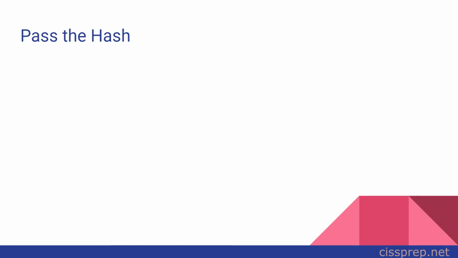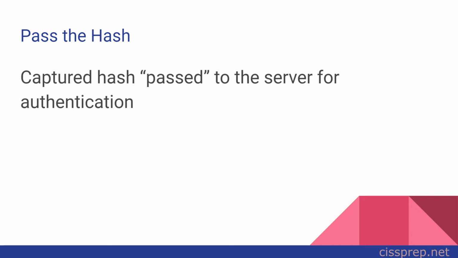Moving along to pass the hash, it's kind of a tongue twister. This is an attack where the user's password hash is obtained from a device and sent to the server for authentication. Since the authentication servers don't actually see the password, the hash can be used to gain what's called lateral access if the account has admin rights to other devices.